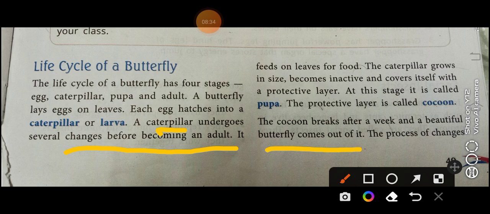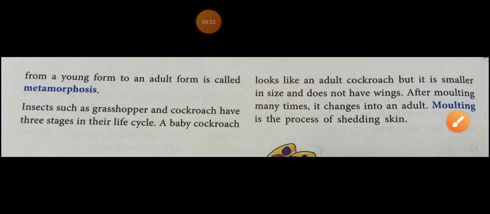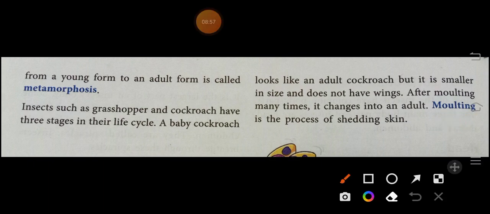After a week, the butterfly breaks this protective layer, the cocoon, and comes out. The process of change from the young form to the adult form, from the egg to the adult butterfly, is called metamorphosis. So the complete life cycle, including these four stages, is called metamorphosis.